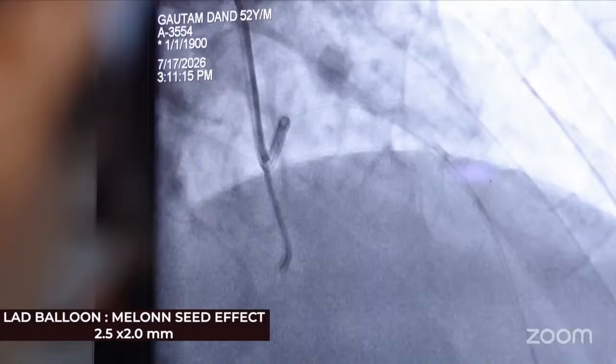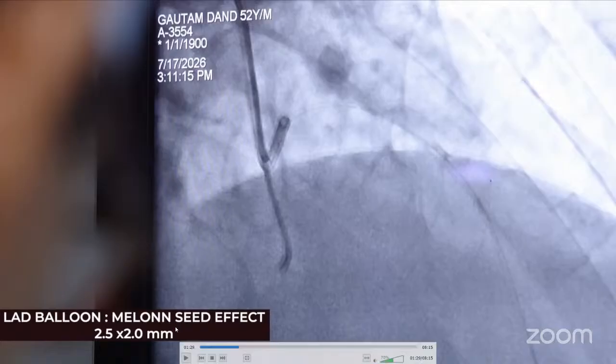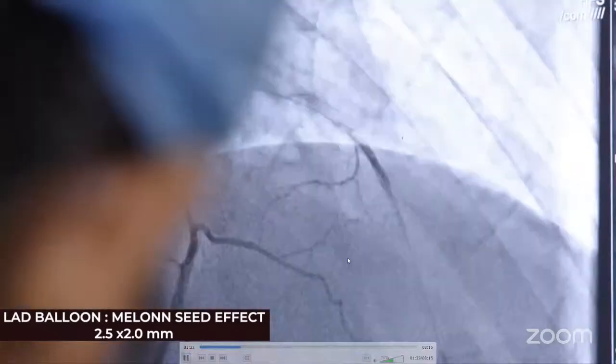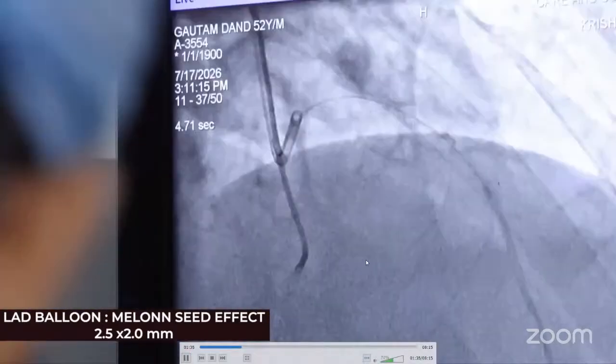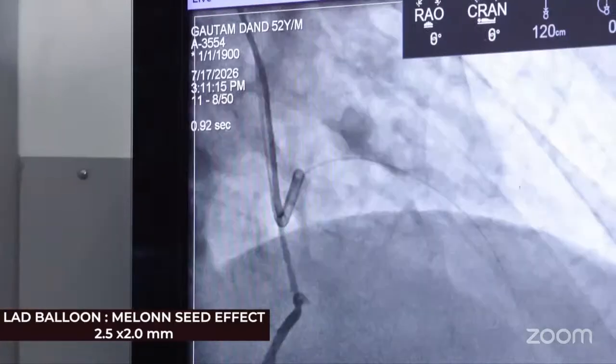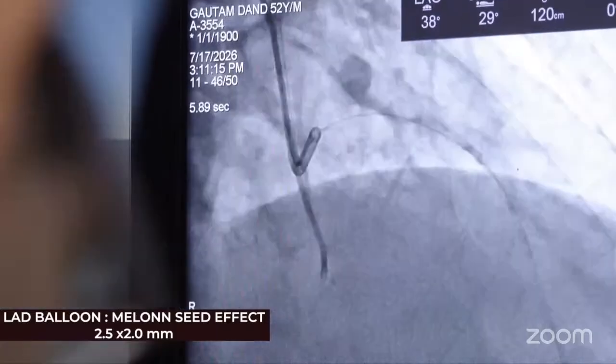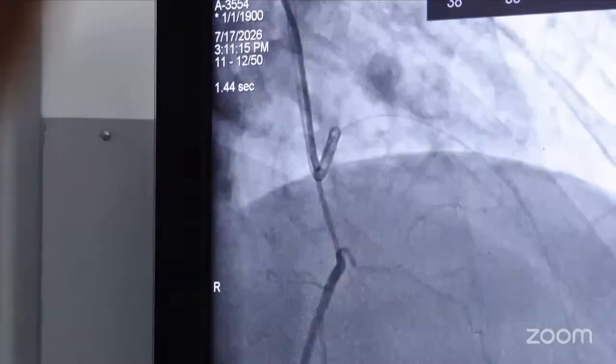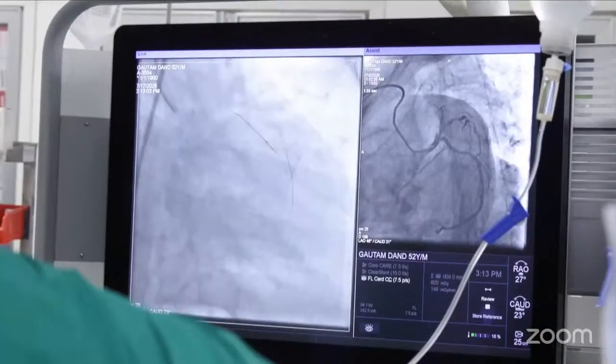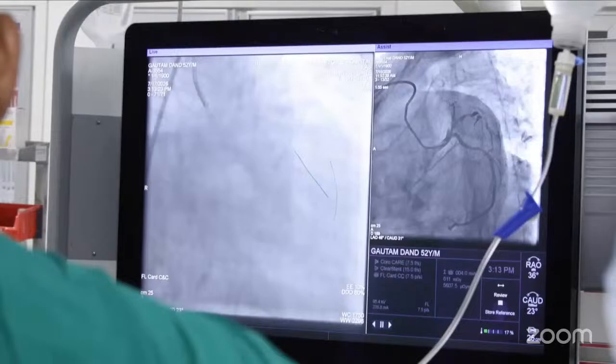The lesion was crossed with a workhorse wire run through, and then Versatile, sorry. Then a 2.5 by 20 millimeter balloon was taken. Soon after the balloon was taken, it produced a watermelon seed effect at the ostium of the LAD. After that, here you can see the wire is placed inside the ramus. LAD wire is there.